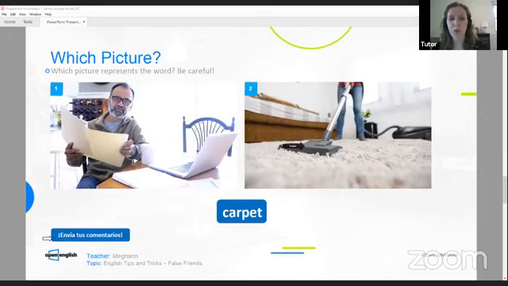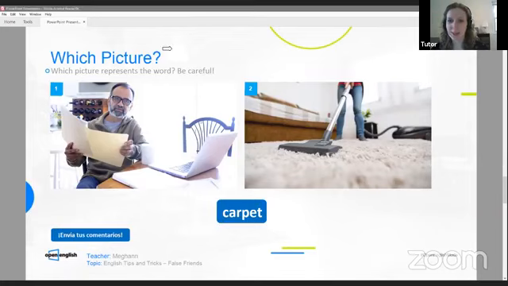What do you think? Envía tus comentarios. Which picture represents the English word carpet? Picture number 1 or picture number 2? I will watch for your comments. Good, I see Arisbel says the second. David says the second. Maricel says picture number 2. Lots of good ideas here.